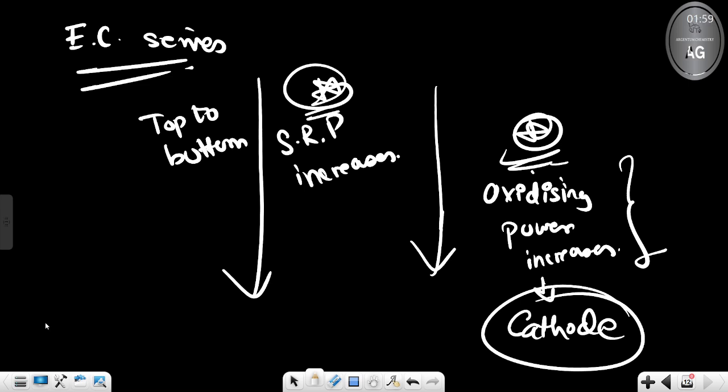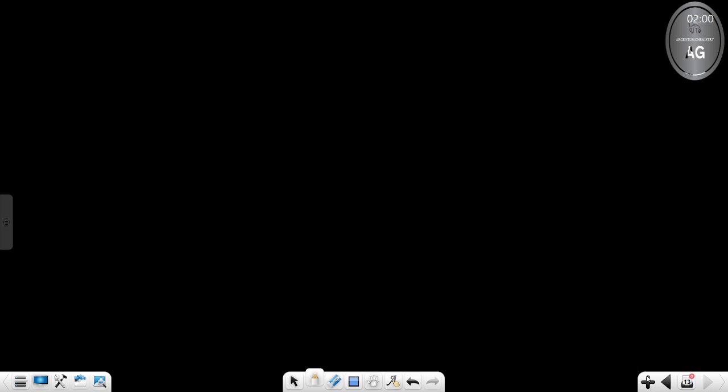Clear? Okay. The next topic we are going to read is a very important portion of this chapter, and questions will come from here. From this part, questions are definitely going to come, 101% chance. That is the Nernst equation. Here I will not explain anything, just the formula and application.